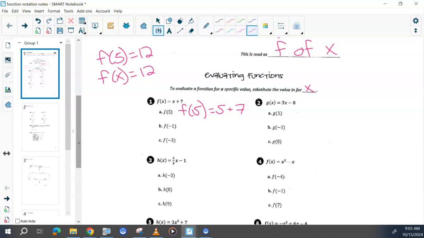Then we're just going to keep doing the same thing. We're still using that same equation. So for part B, that would be f of negative 1 equals negative 1 plus 7. What would f of negative 1 equal? Or f of x equal? Who's there already? 6. And that would be that answer.